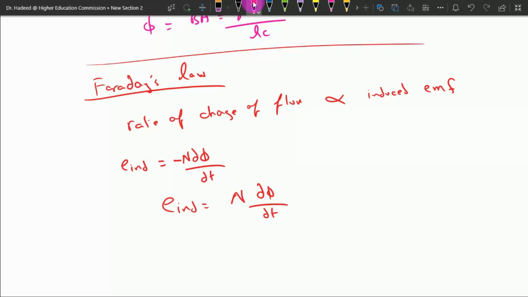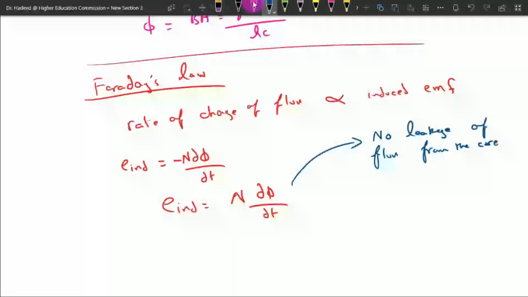Now, this particular equation has some assumptions. The first assumption is that we have no leakage of flux from the core, which is not practically possible. However, there are certain practical measures that the designer should take in order to minimize this leakage. So damage control is there, but this cannot be avoided 100% because we do not have a magnetic material which is 100% ideal.